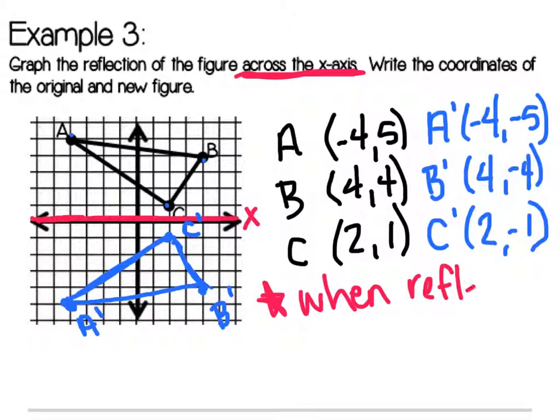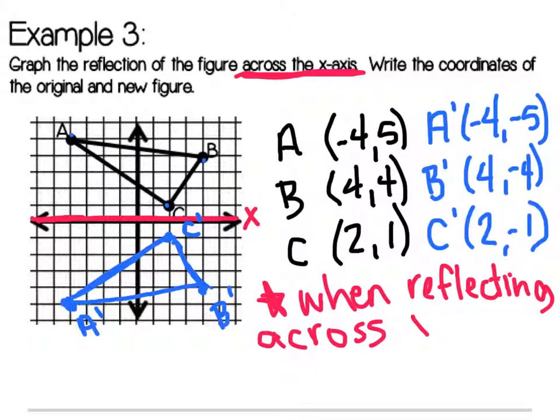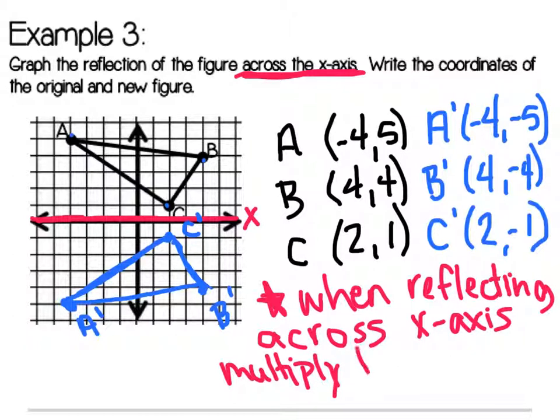You'll notice from these ordered pairs that when reflecting across the x-axis, the y value changes sign. So when you reflect across the x-axis, that is like multiplying the y value by -1. So you are writing, when you reflect across the x-axis, you multiply the y value by -1.